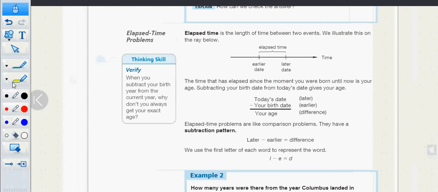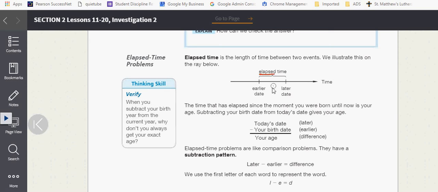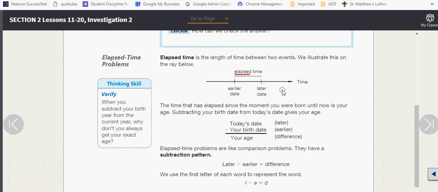Elapsed time will also have to do with subtraction in most cases, where we have the length of time between two events means elapsed time. I love this visual. It shows time is always kind of going to the right if we think of it as a timeline. Earlier dates towards the left versus later dates to the right. And if you think of it as a ruler, that gap that we measure, like an inch or a centimeter, think of it as the elapsed time between that earlier and that later date.